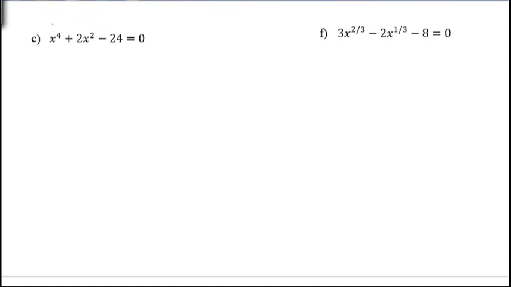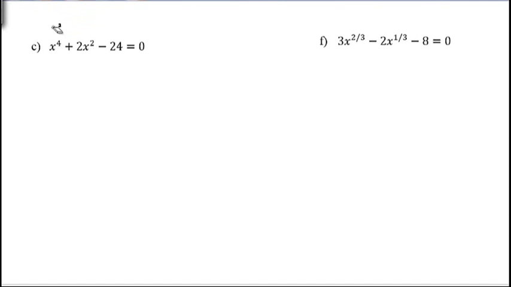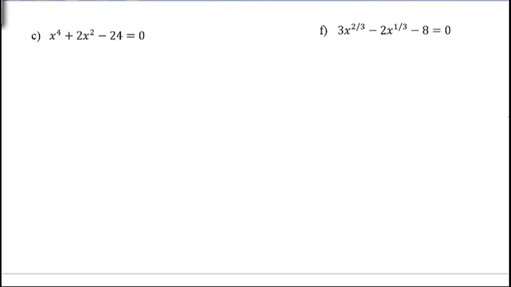So we really have x squared being squared here, and then we have our x squared term in the middle, and then no x's here. I'll show you the substitution method, and then I'll also show you how you can do it with just factoring.